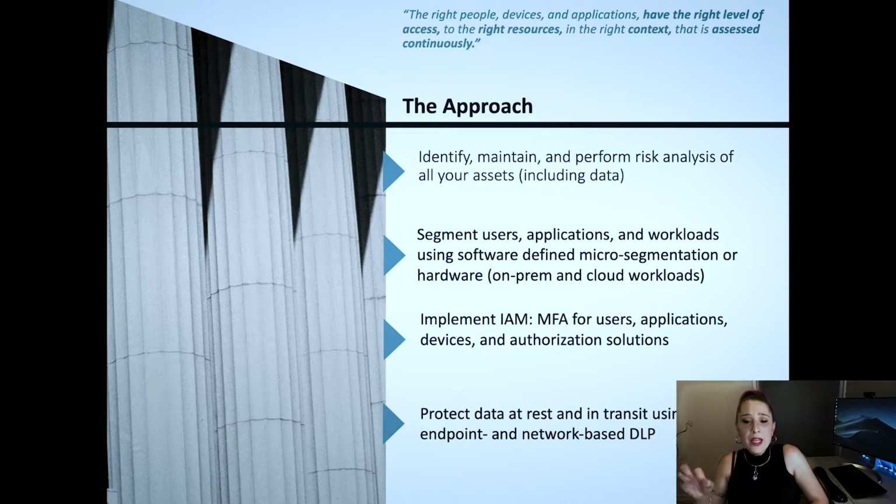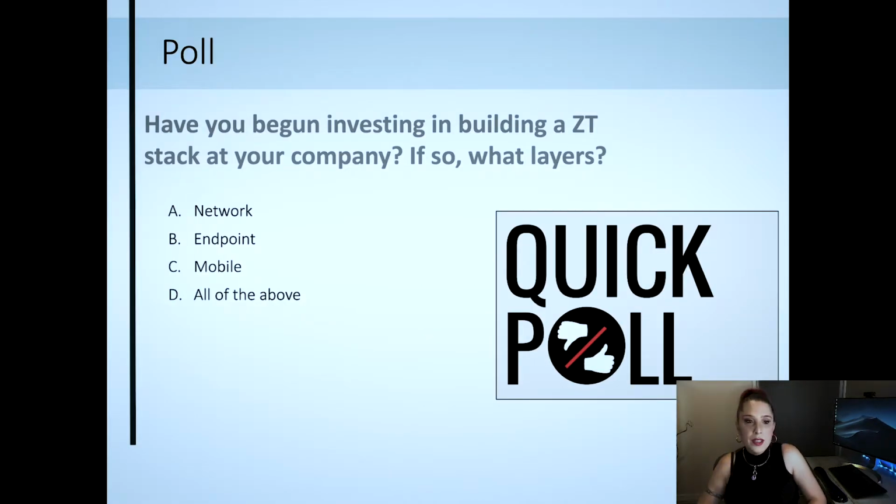Implementing IAM, identity access management, MFA for users, applications, devices, and authorization solutions. Yes, there are, believe it or not, solutions out there in the MFA space that provide multi-factor authentication for devices, for applications. So look into it. You definitely need to make sure it's part of your security plan. So protect your data at rest and in transit using endpoint and network DLP. This is, of course, important. Encryption and making sure that you are doing something with your data.